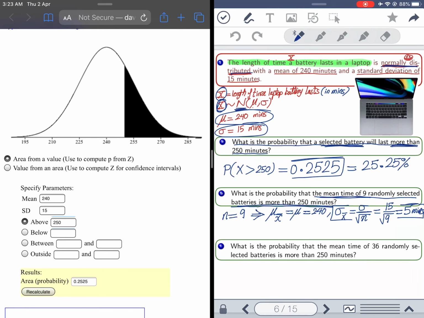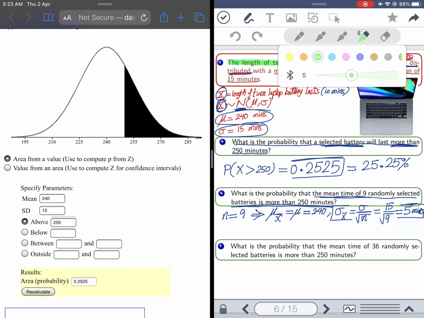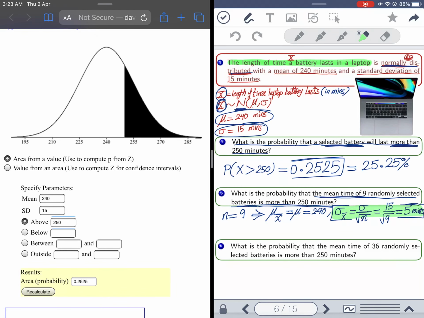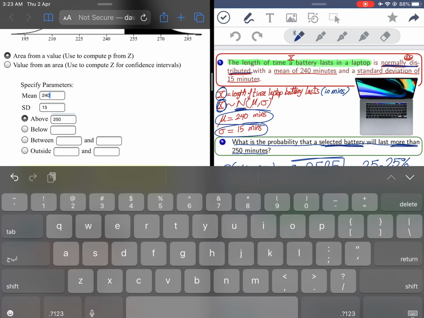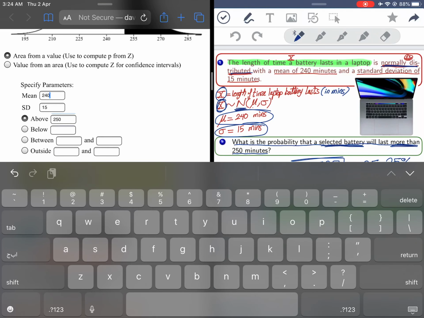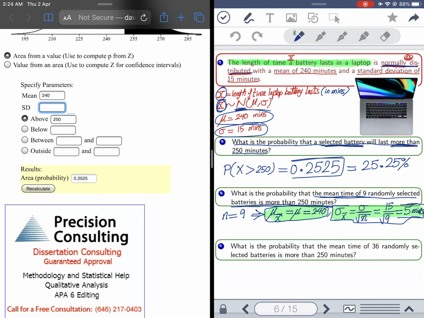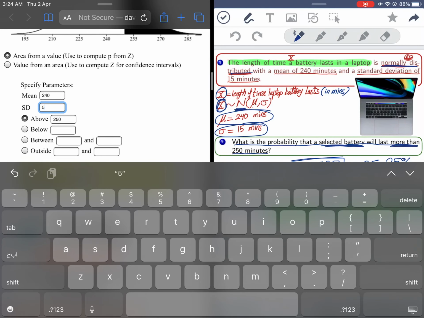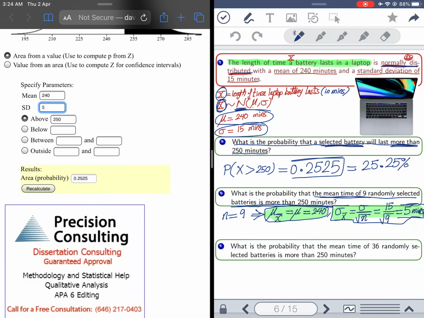So now let's highlight so you can follow easier. This is sigma x bar, and this is mu x bar. Now that you have the mean and standard deviation of a normal distribution, you can use the calculator. The mean is the same, because the mean of the sample means is the same as the population mean, but the standard deviation will be different. It's 15 over 3, so we have to change it to 5 now.